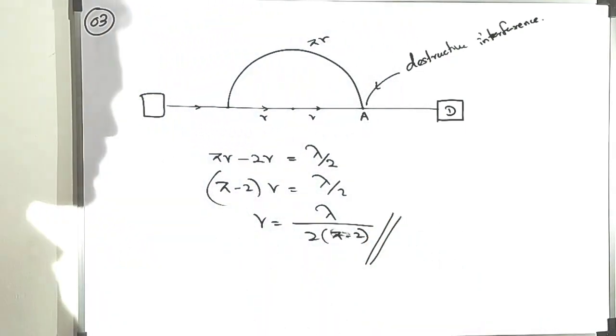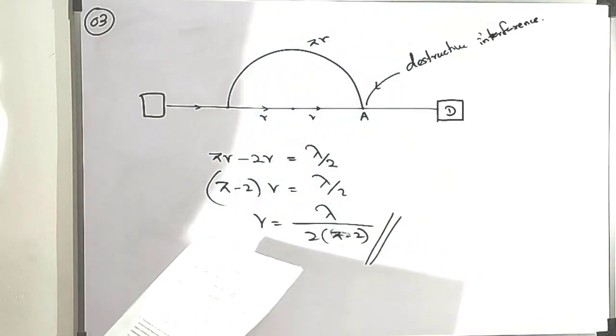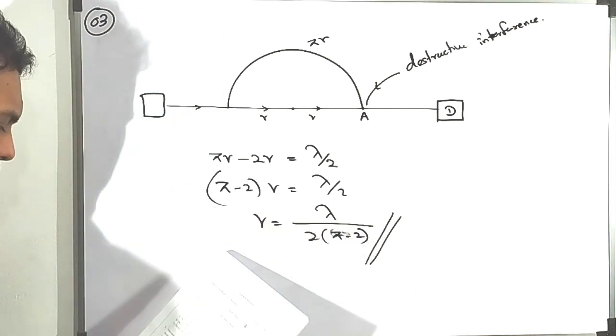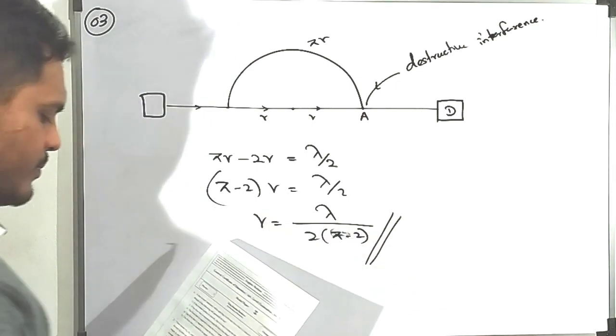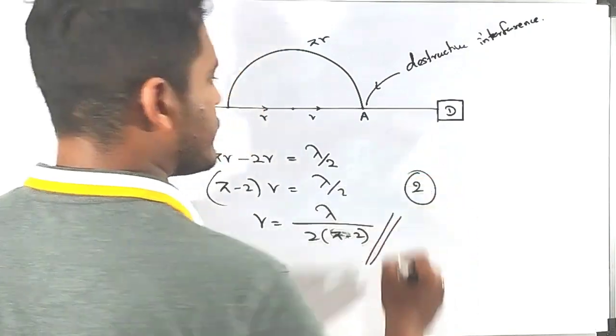This will be the answer. This will be the minimum radius of the semicircular part. Then answer number 2. Then question number 4.